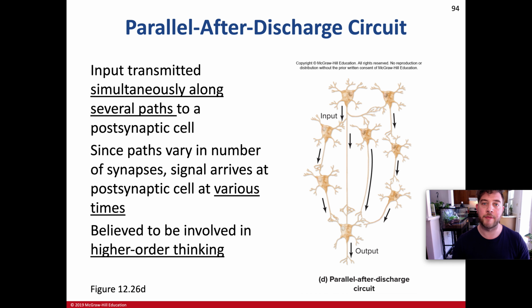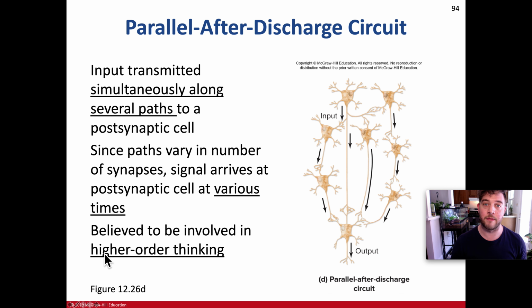The last one is the parallel after-discharge. This is input being transmitted simultaneously along several paths to a postsynaptic cell. You have different sources of starting input that also communicate with each other at different points, coming into this one output cell. The signal arrives at various times, and I like the book's description of an echo. You get these little signals that say, here's what we need, here's what we need, at different times. So instead of just one moment in time, you get several moments in time, and let's process all of that.